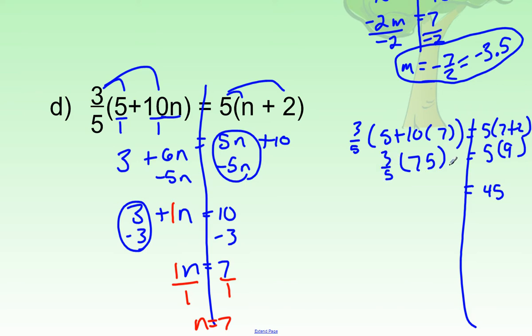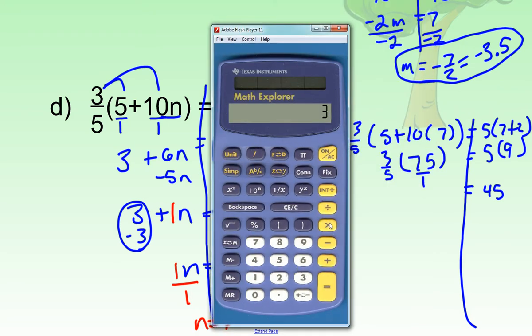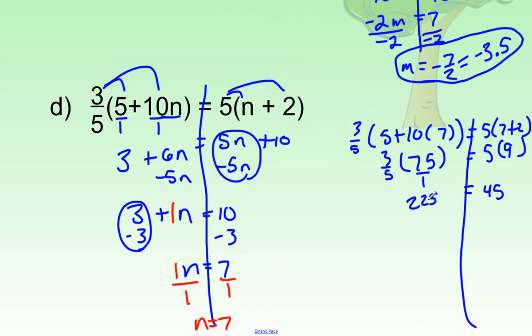So 3/5 of 75, I can turn into a fraction. 3 times 75 is 225, I want to say. 3 times 75 equals 225, and divide that by 5. Yuppers. So 3 times 75 is the 225, and 5 over 1 is 5. And I simplified this. That's why I did 225 divided by 5. And I did get 45 for an answer. So this answer checks out. That is correct. n equals 7.